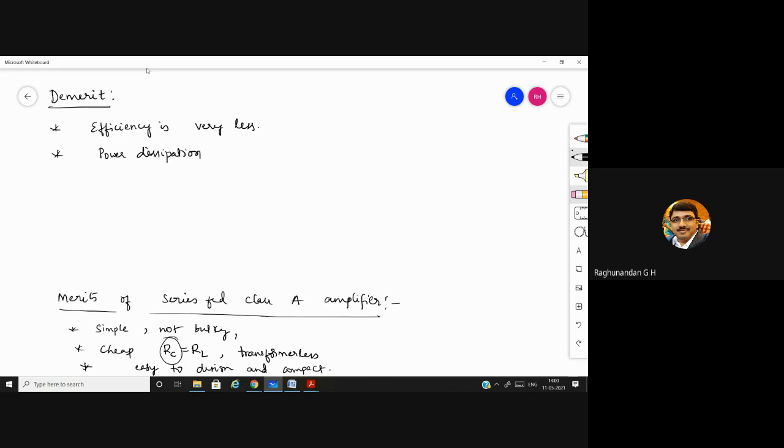So we are having more heat being generated. Power dissipation is more. And also here, since it is dissipating more power, you need higher end heat sinks to absorb the extra heat which is being dissipated. You need higher end heat sinks, which is one of the major drawbacks which we are having.